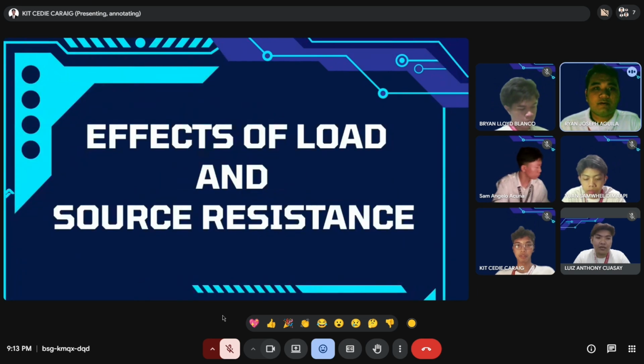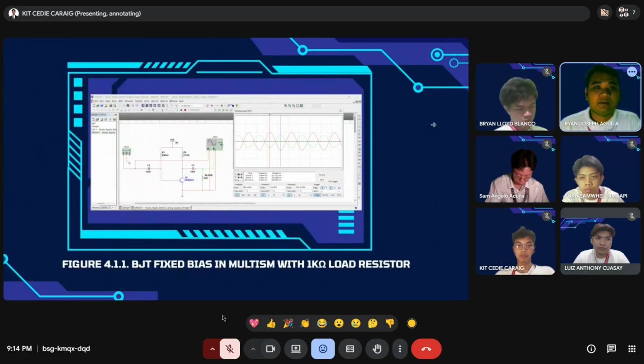And now let's talk about the effect of load resistance on voltage gain. Next slide, please. In figure 4.1.1, a 1 kilo ohm load resistor. The oscilloscope shows an input voltage of approximately 4.96 millivolts and an output voltage of approximately 347.23 millivolts. To find the voltage gain, we divide the output by the input. 347.23 millivolts divided by 4.94 millivolts gives a voltage gain of 70.29.